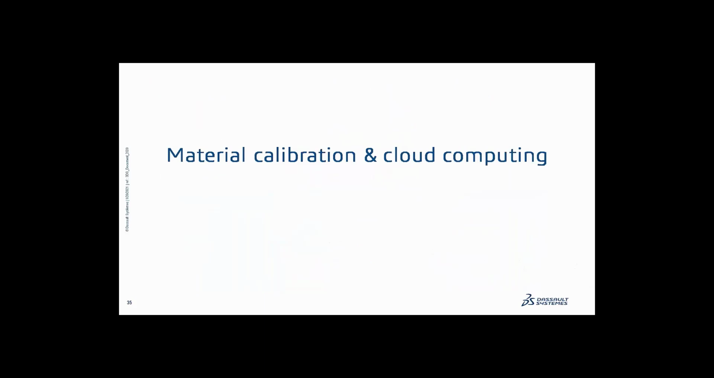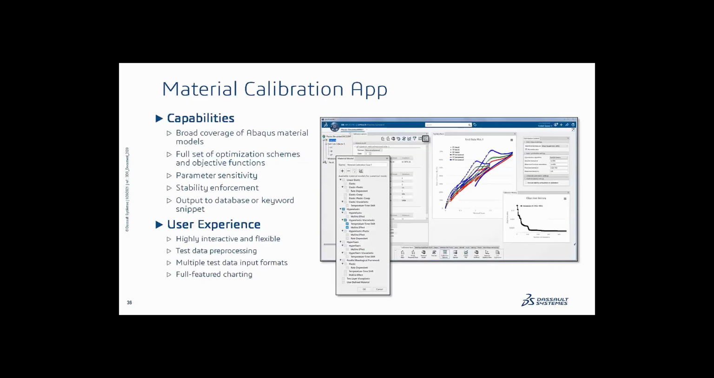Okay, so that's the survey of what's new in Abaqus 2021. As I mentioned earlier, it's really just a selection. There's literally dozens more enhancements in the release, so if you want to know the complete story, as always, refer to the release notes. So I'd like to spend the last few minutes talking about 2 very interesting new applications that we've developed. And the first is related to material calibration.